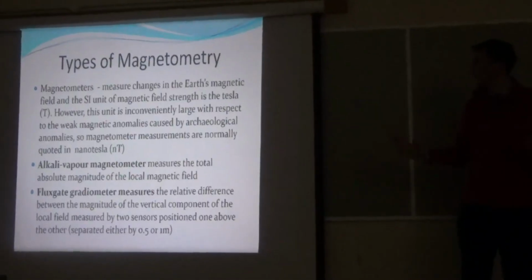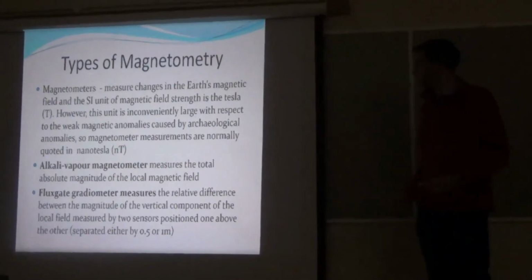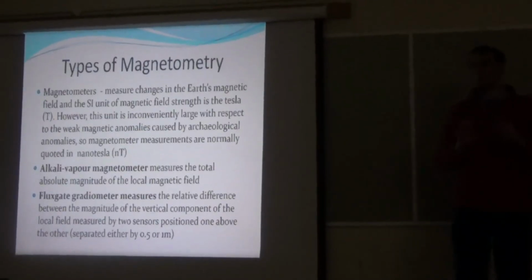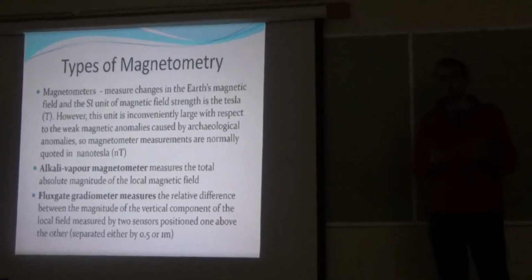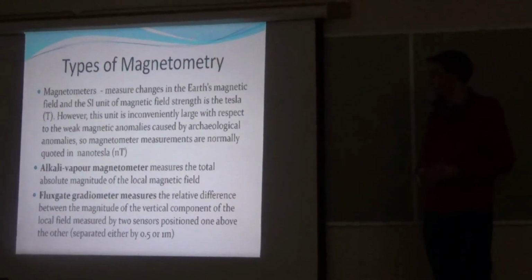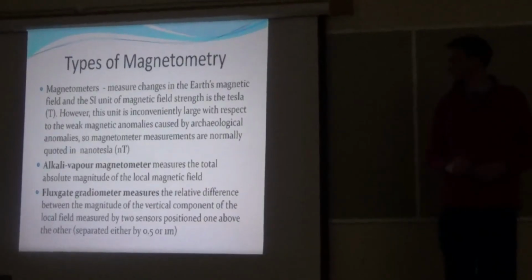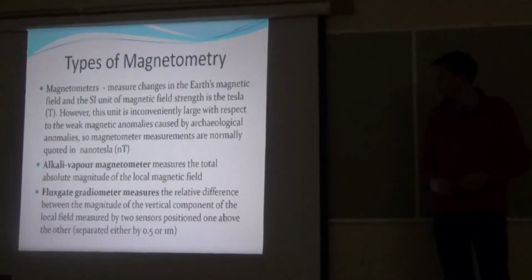Now, we don't want to look at Tesla because that's a huge unit of measurement. What we want to look at is a very weak signal being produced. So if a pit has got charcoal in it, that produces a very weak magnetic signal. So we take measurements in nanotesla, so a billionth of a Tesla.